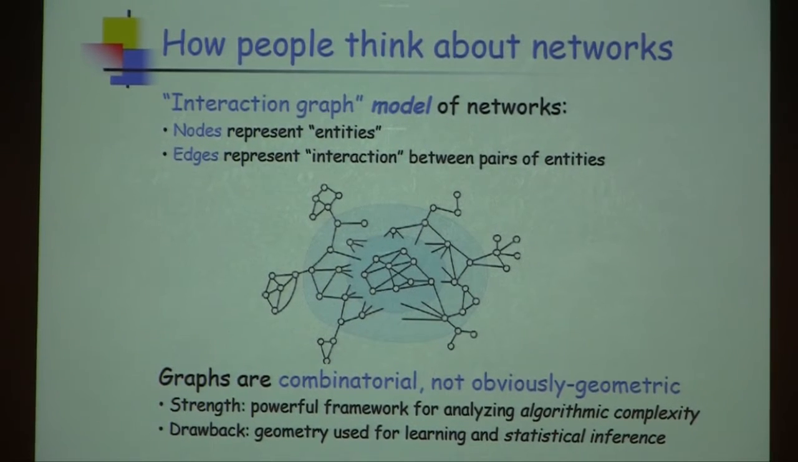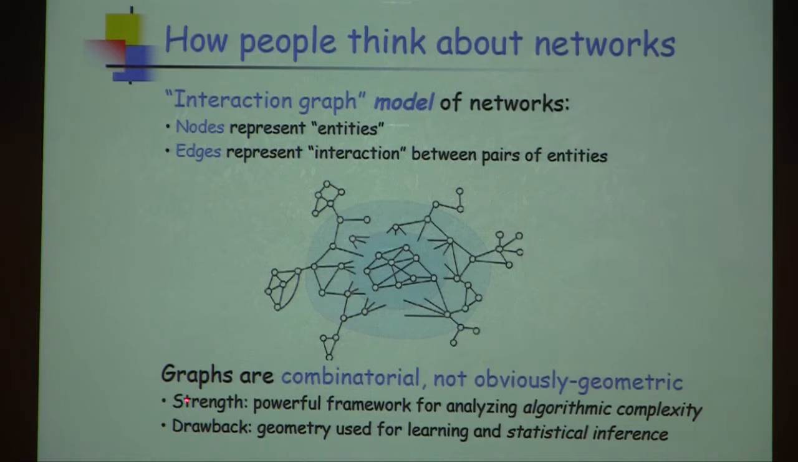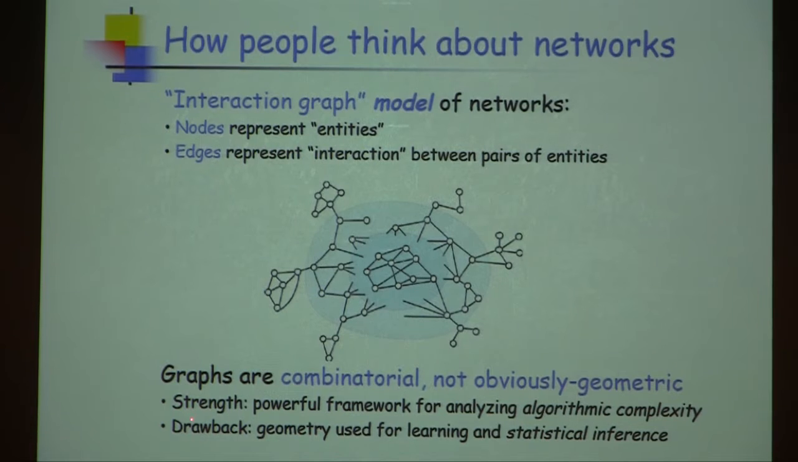Some of the results we'll extend immediately. Others, it's a lot more non-trivial. And the first thing to know is that graphs are sort of combinatorial and not obviously geometric objects. And the geometry here is nice because people like it because they can get at statistical inference questions, basically.